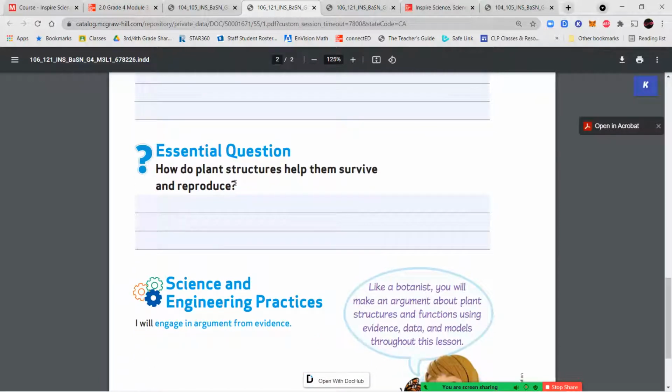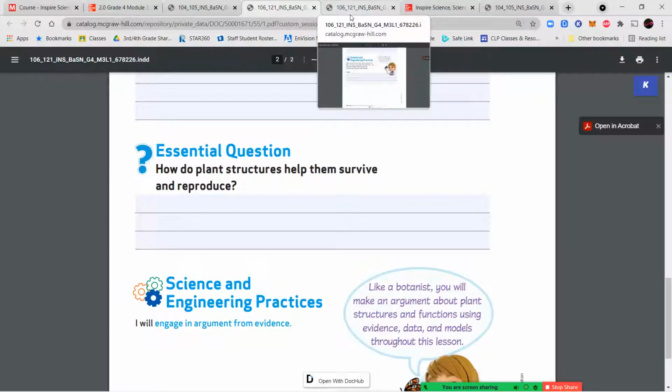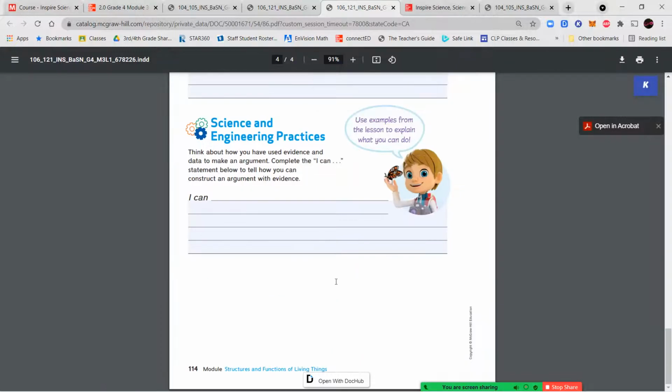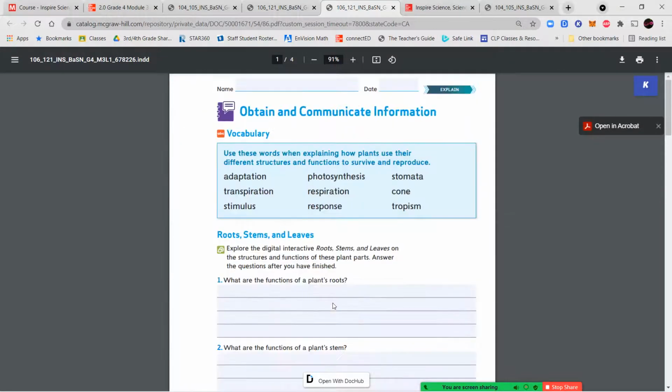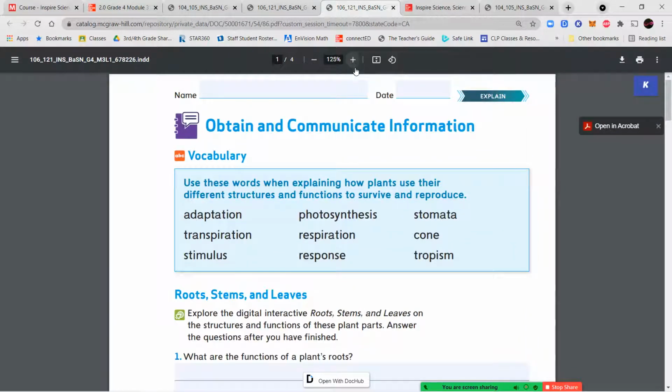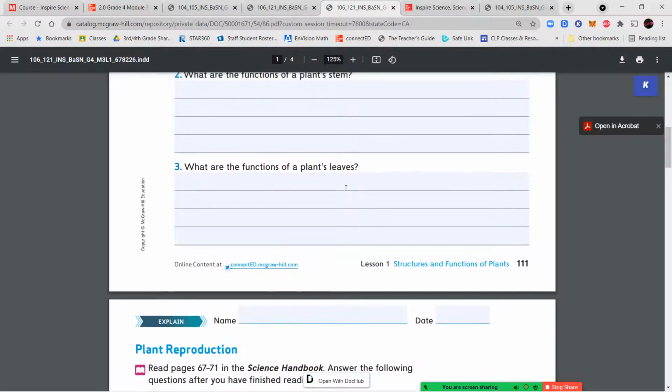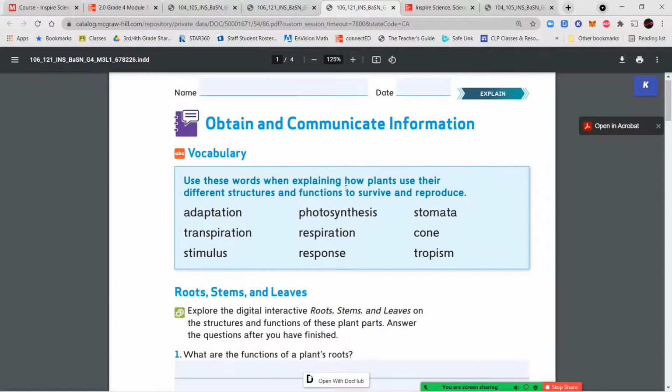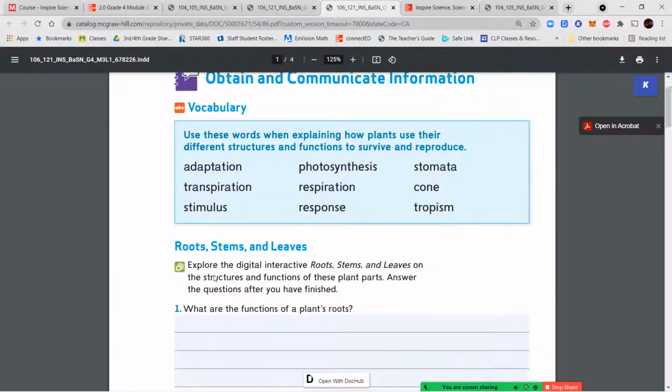After you've done that, you can go ahead and give your best answer for our essential question. How do plant structures help them survive and reproduce? So try your best. There's no right or wrong answer right now because we're still getting familiar with this lesson. Once you've completed that, we're going to go on to our next pages. And we're going to look, starting on page 111, we're going to look at the different words and use them to help answer our questions.